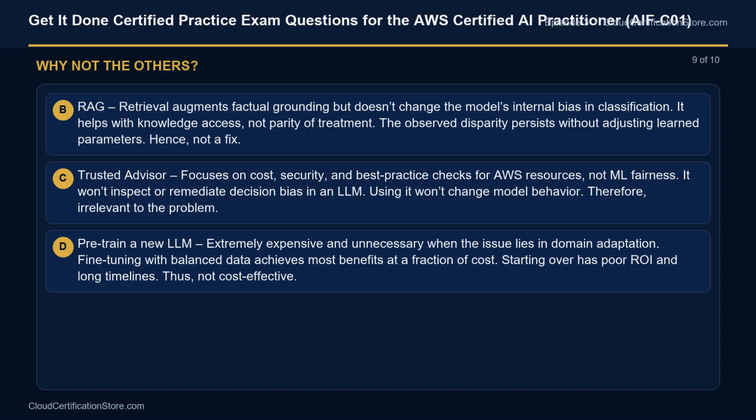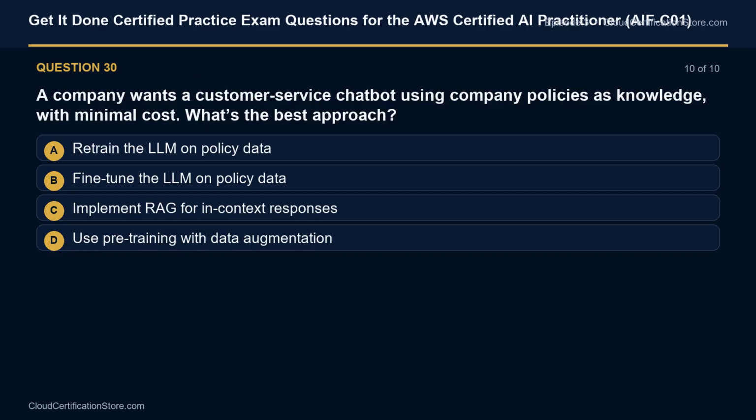Why not option D? Pre-training a new LLM is extremely expensive and unnecessary when the issue lies in domain adaptation. Fine-tuning with balanced data achieves most benefits at a fraction of the cost. Starting over has poor ROI and long timelines. Thus, not cost-effective.